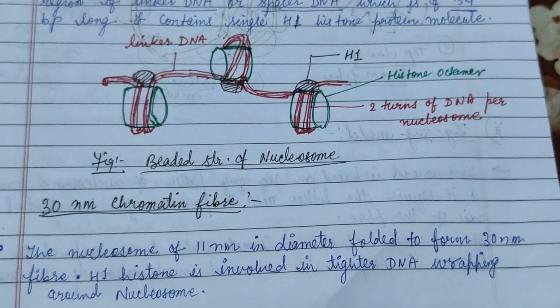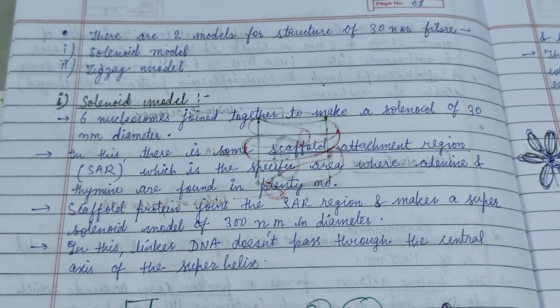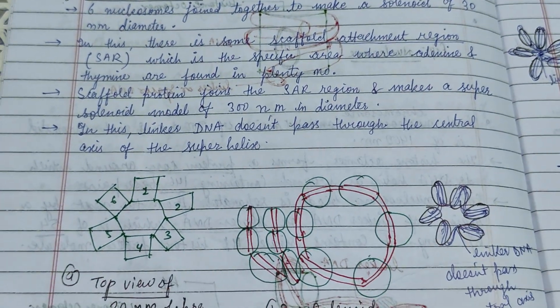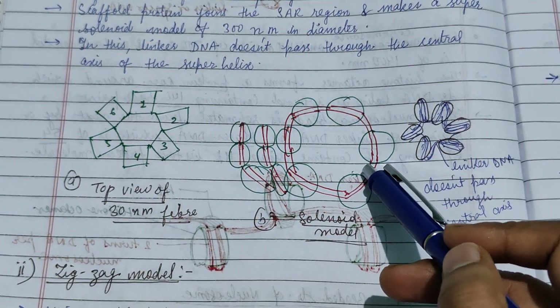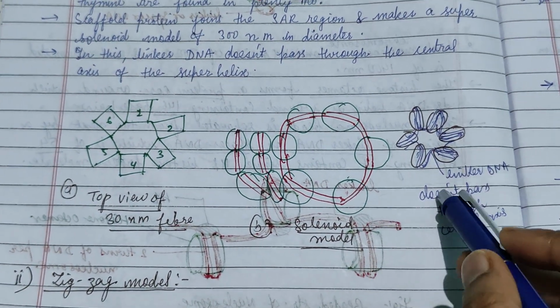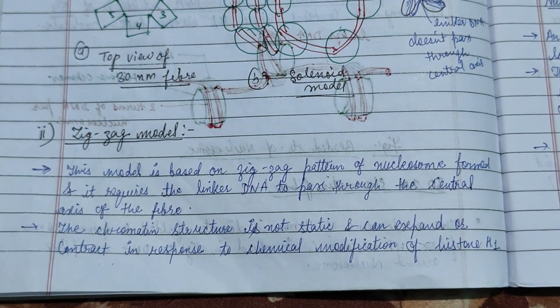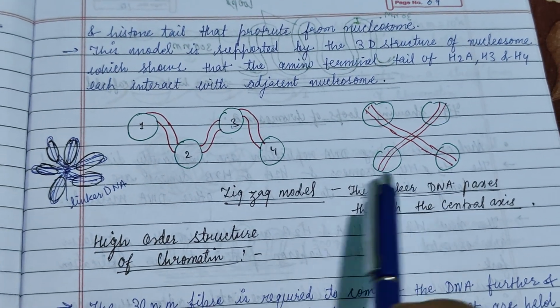Now the 30 nanometer chromatin fiber. The 30 nanometer fiber has two models, that is the solenoid model and the zigzag model. Top view of the 30 nanometer fiber: in the solenoid model, the linker DNA doesn't pass through the central axis, and in the zigzag model the linker DNA passes through the central axis.